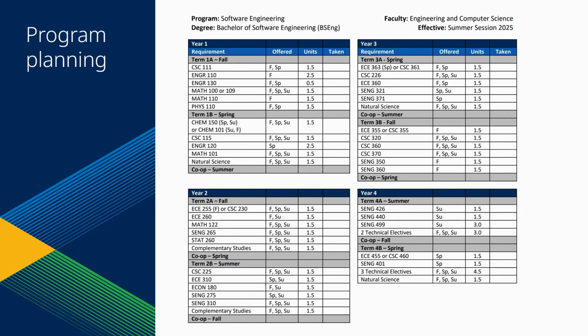Here's an example of the software engineering program planning worksheet, which looks quite different from the history program. In this program, there are virtually no elective courses. It is mostly a set curriculum with required courses almost all the way through.